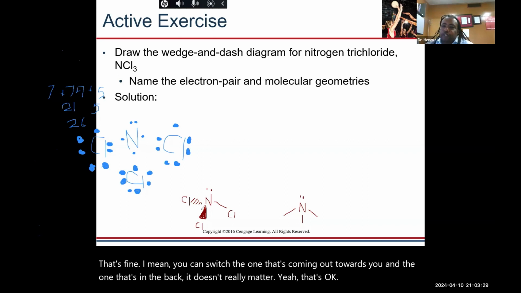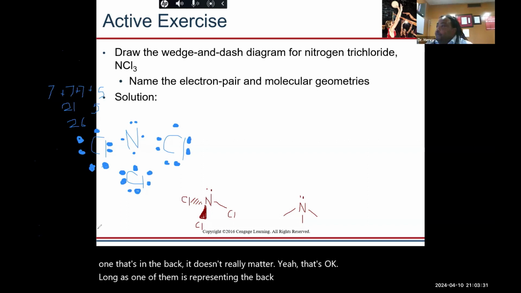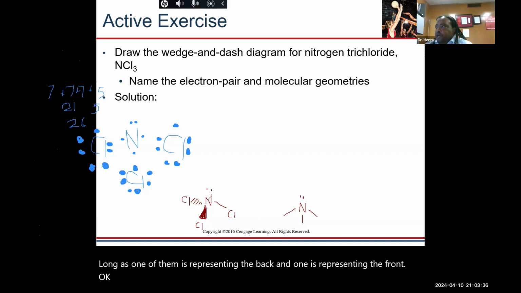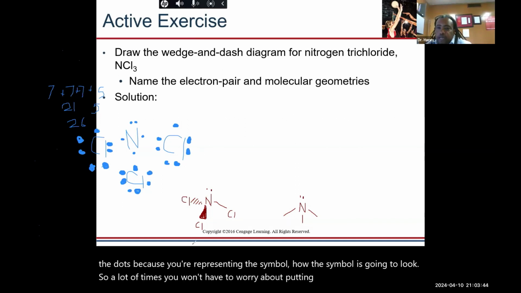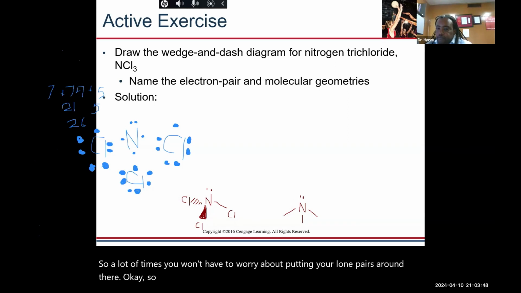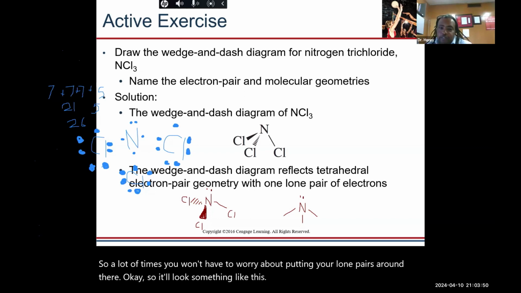As long as one of them is representing the back and one is representing the front. Typically you don't have to worry about your dots. You don't have to show the dots because you're representing the symbol, how the symbol is going to look. So a lot of times you won't have to worry about putting your lone pairs around there. It'll look something like this. That's the pretty picture.